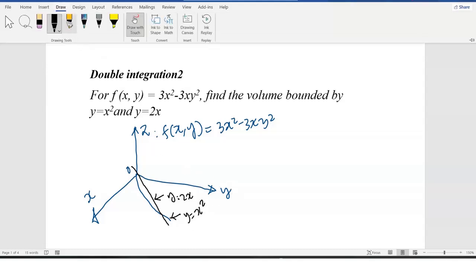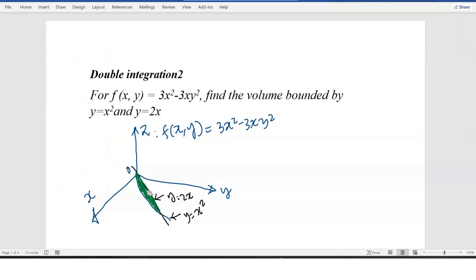Now the region that we are interested in is this. If I look at this region and move it up so that it forms a solid, then I'm looking for the volume of that solid. How do I get it? Usually, we integrate using a double integral of this function, 3x squared minus 3xy squared, with respect to x and with respect to y. But what becomes our limits is a problem.